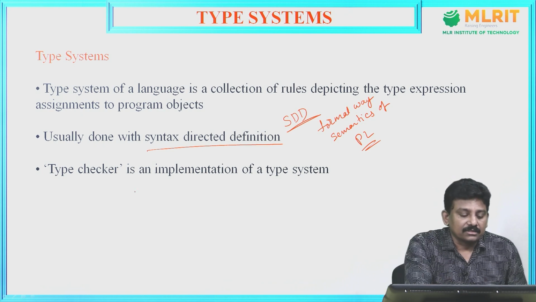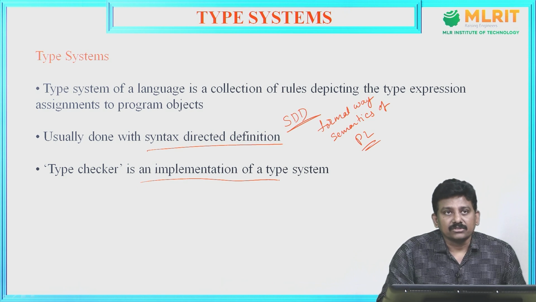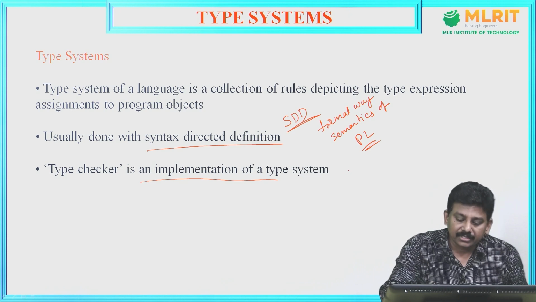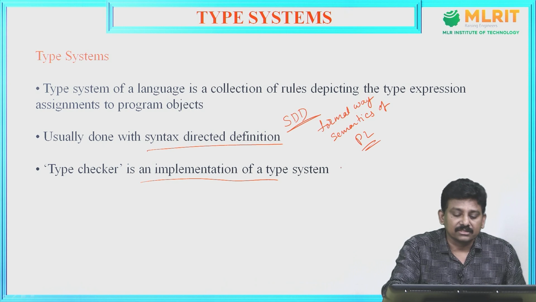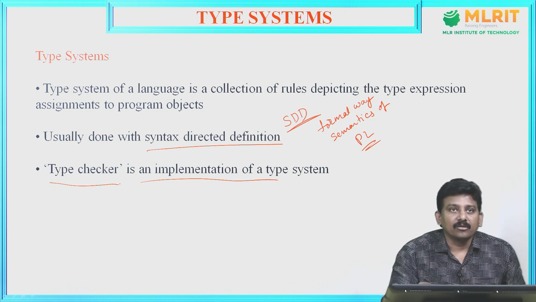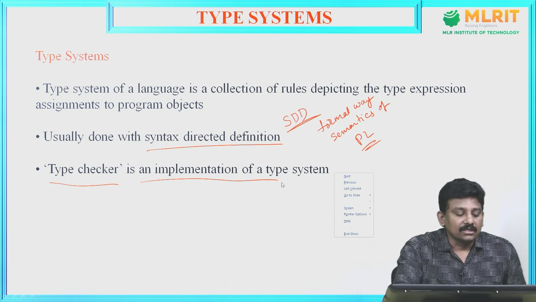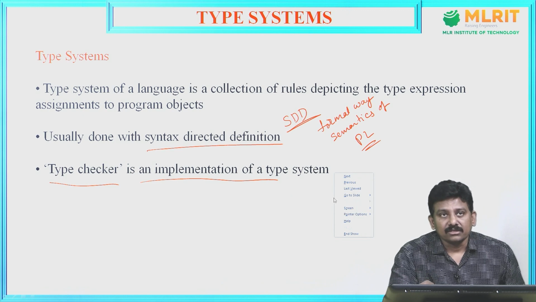Then type checker. Type checker is an implementation of the type system. That means it is a component of the compiler or interpreter of the programming language. It will check for the compatibility and consistency of the data types. If any violation occurs during the type check, the type checker will raise errors.